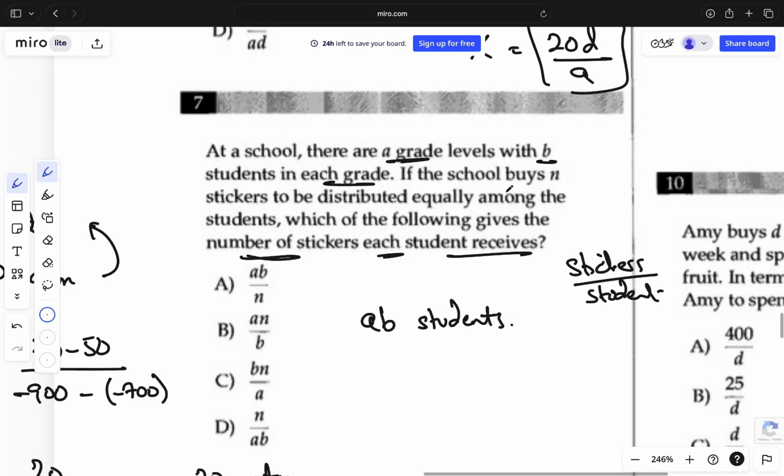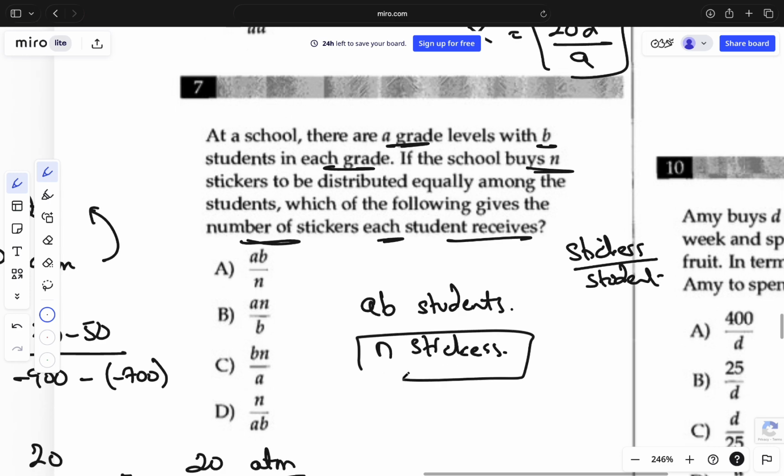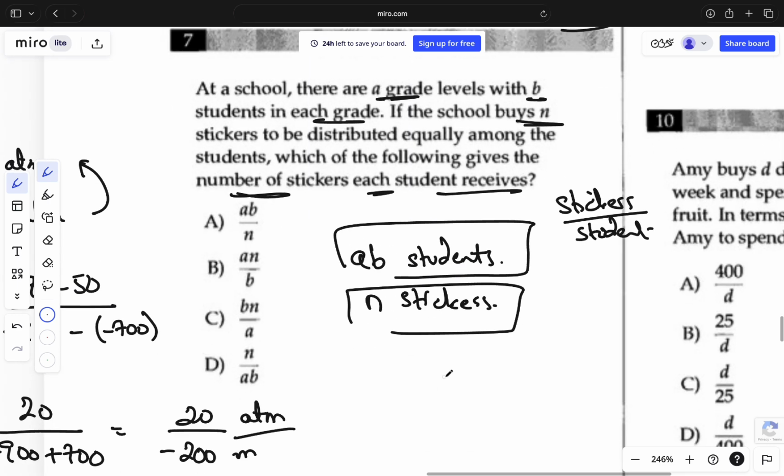And it says the school buys N stickers. So we have N stickers. So we need to distribute them equally. So we divide N stickers by AB. N stickers divided by AB, total number of students. That will be our answer.